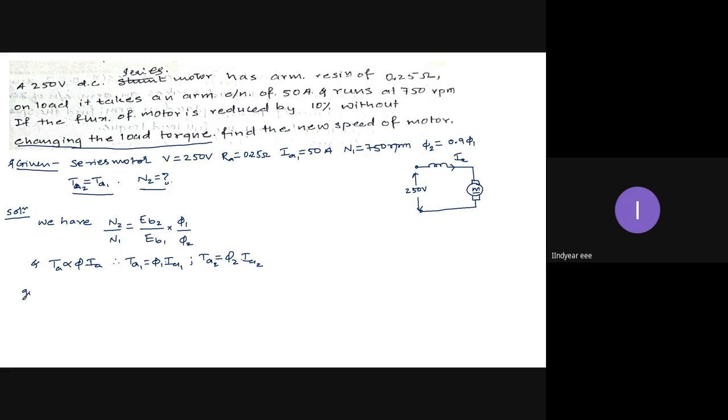So given TA2 is equal to TA1. Why do I have to do this? Because I want the load current IA2. Load current 1 is mentioned, IA1 is 50 amperes, but I should know what the load current IA2 is, because I need to find out what EB2 is. So TA2 is equal to TA1, and I have this: phi1 IA1 is equal to phi2 IA2.